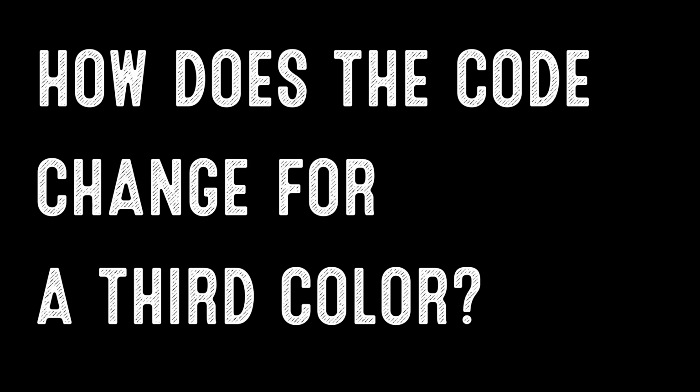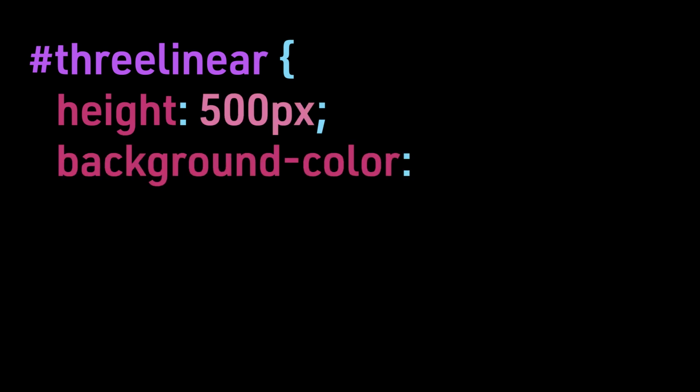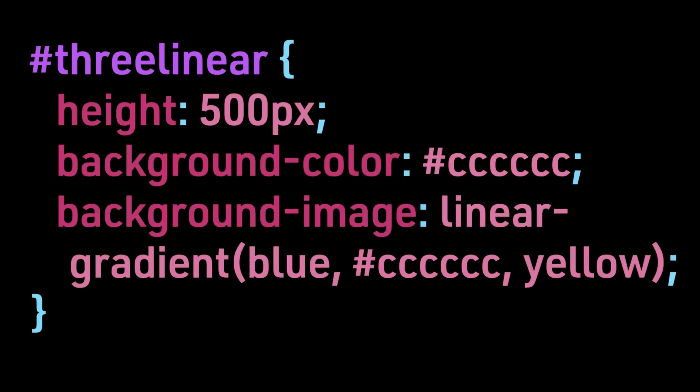Now our background image is set to linear gradient, with the top color being blue and the lower color being gray. And the background will transition between the two colors. How does the code change for a third color? Next, we will look at a linear gradient with three colors. Everything is the same except we have added yellow to be the final transition color.